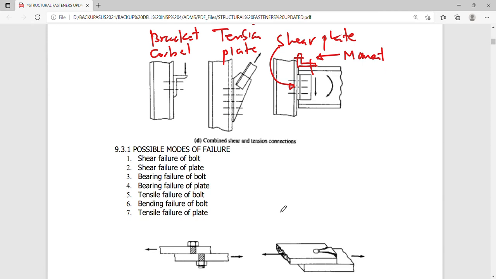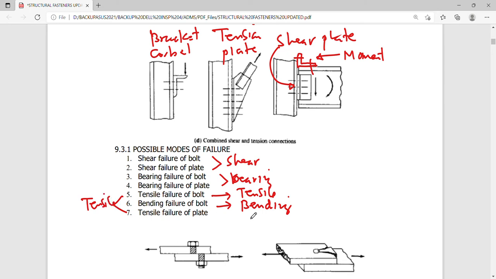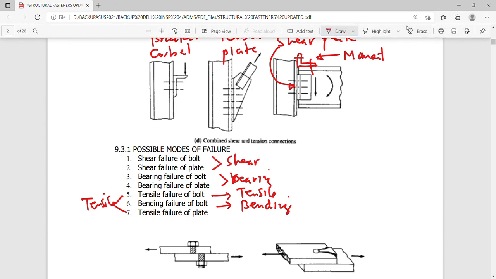So the possible modes of failure are enumerated on the basis of the shear failure of both the bolt and the plate. So we have the shear failure of the bolt and the plate, the bearing failure of the bolt and the plate, and the tensile failure of the bolt, so this is tensile bending. By the way, these two here are both on the tensile failure of the bolt and the plate. So we have two pairs of tension, bearing and shear, and we have one bending of the bolt.